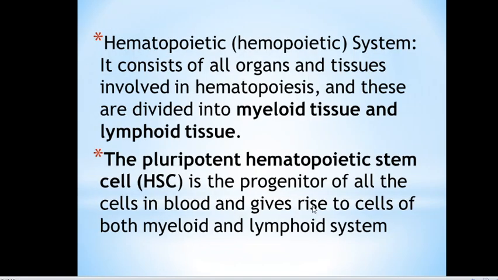Hematopoietic system. So it consists of all organs and tissues that are involved in hematopoiesis, and these are divided into the myeloid tissue and the lymphoid tissue. The pluripotent hematopoietic stem cells, or HSC, is the progenitor of all the cells in the blood and gives rise to cells of both the myeloid and the lymphoid system.